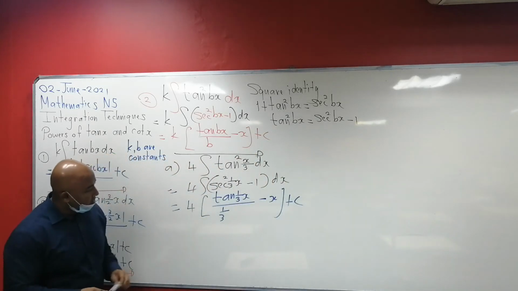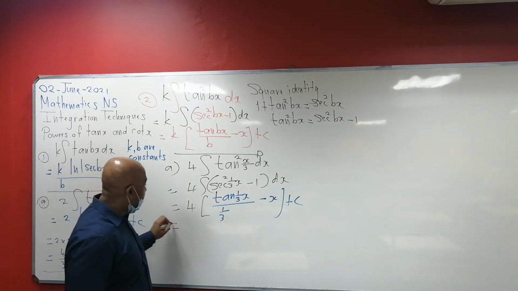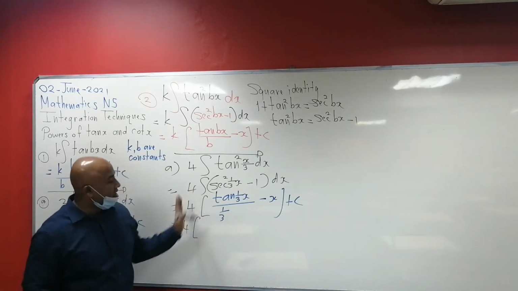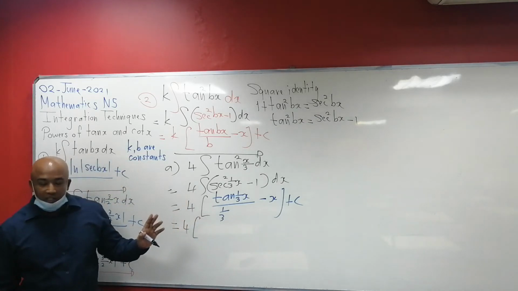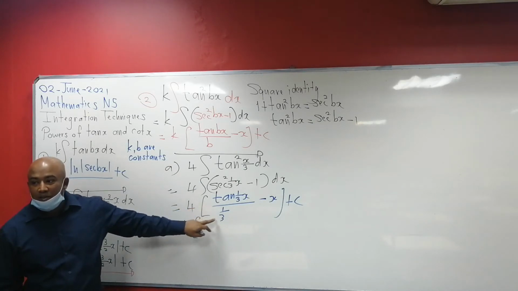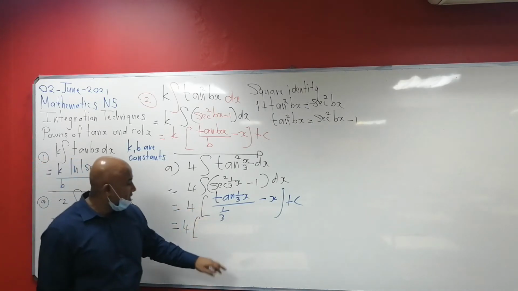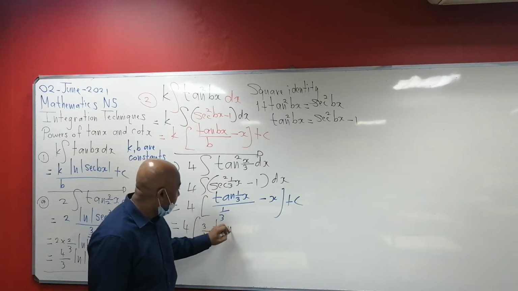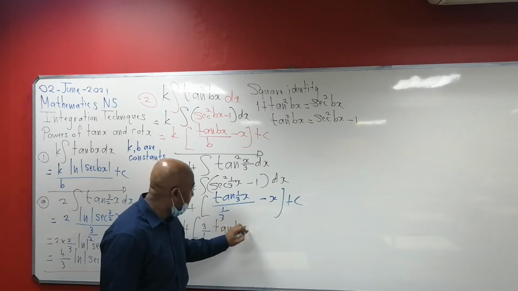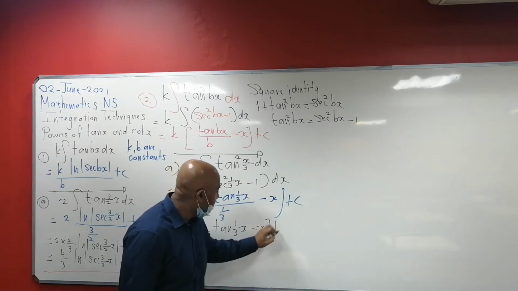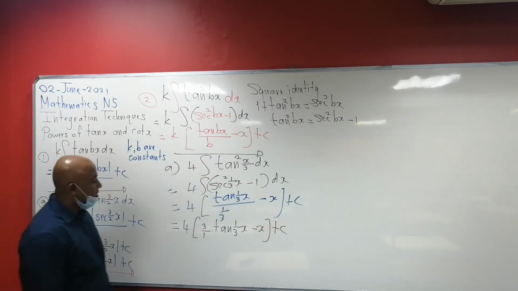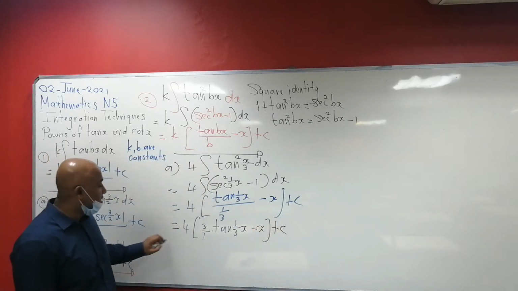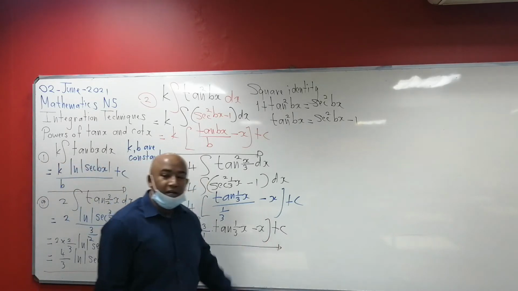Be careful, you also got the 4 here, but you do not have to multiply it inside, you can leave it there. Remember, you got a fraction here. This is 1 divided by 1 over 3, which is just 3 over 1 times tan of 1 over 3x minus x plus c. If you want to remove the brackets, you can, but it's unnecessary.